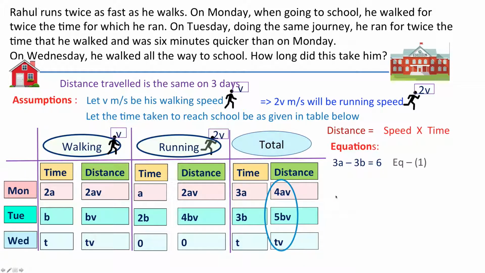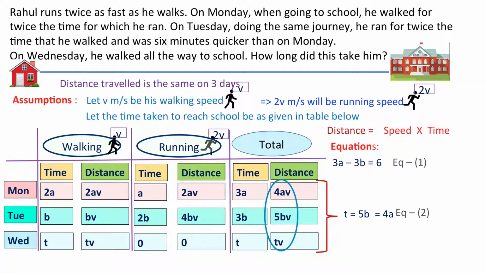So you can get another equation, just like we got the first equation, by equating tv with 5bv with 4av. This is the second equation. We are cancelling out the v part, so you get t is equal to 5b is equal to 4a. The first equation relates a and b, and the second equation also relates a and b. Let's try to find the value of a in terms of b, so that it can be substituted here and we can solve it.